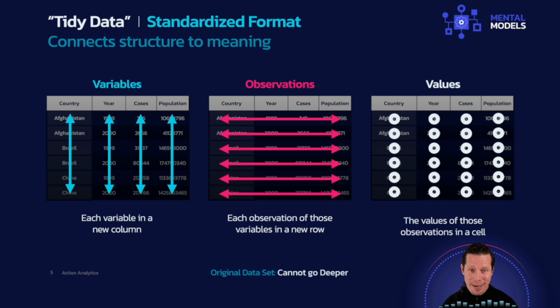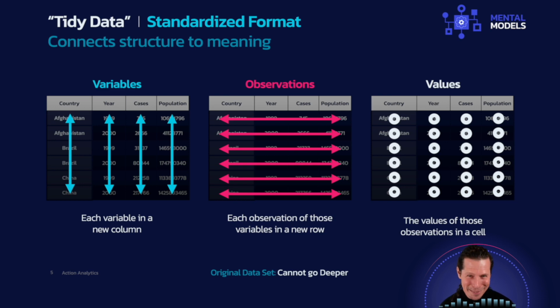It makes extracting meaning from the data much easier because we've got variables, observations, and values that are each laid out in columns, rows, and cells. And then this connection of the structure of the data to its meaning then facilitates the sense making process.